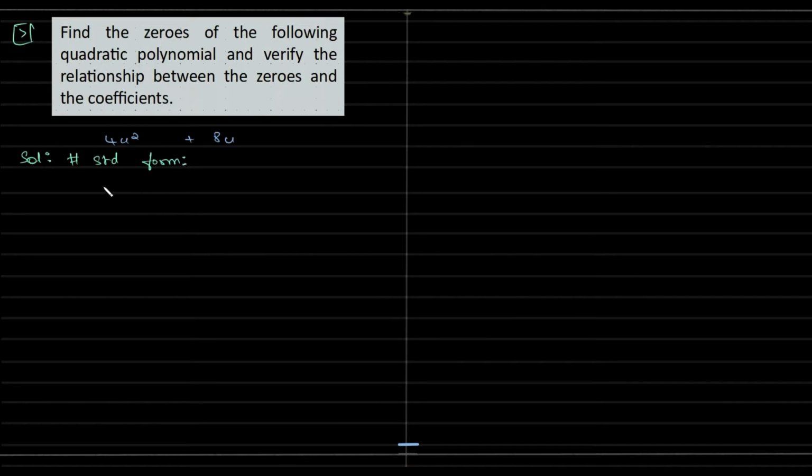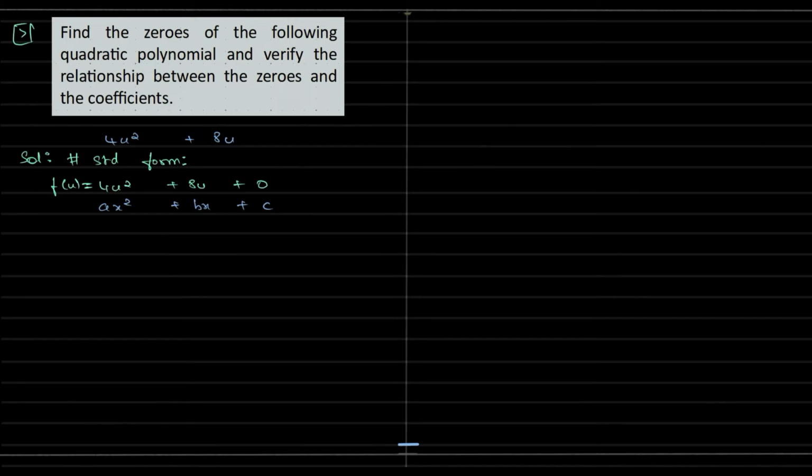So we have 4u square plus 8u. Since the last term is missing, we'll add a 0. And the function name would be f of u, as u is the variable which the function will depend on. And then we'll be writing the standard form ax square plus bx plus c, right?